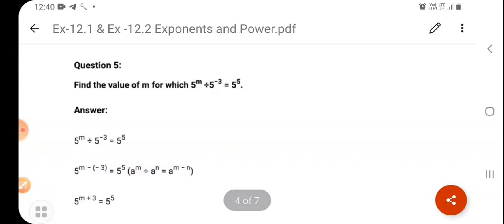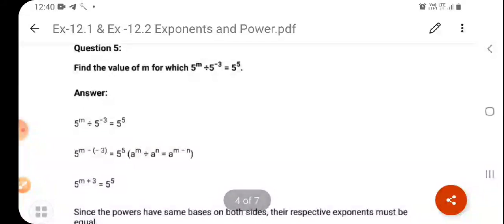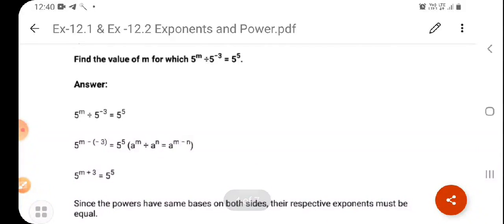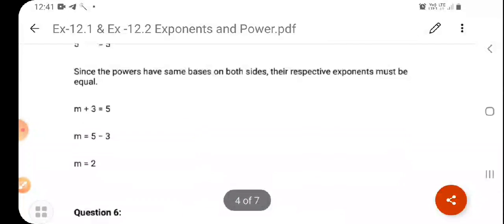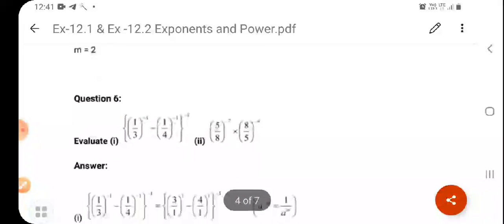Find the value of m for which 5 to the power m divided by 5 to the power minus 3 is equal to 5 to the power 5. Here we have to find the value of m. On the division sign we subtract the powers, so we write m minus minus 3 equals 5. We equate the powers because the bases are the same, and we get the value of m equal to 2.